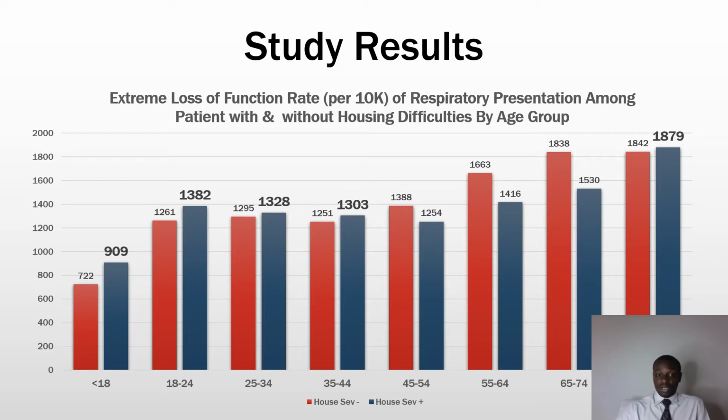Same trend when looking at individuals between 18 to 24. We are seeing a rate of presentation of about 1,382 compared to 1,261 per 10,000 presentations among this patient population. Among patients between 25 to 34, there is also a higher presentation among patients with housing difficulties at a rate of 1,328 and 1,295 per 10,000 presentations.